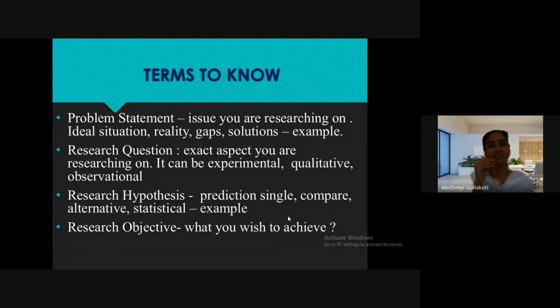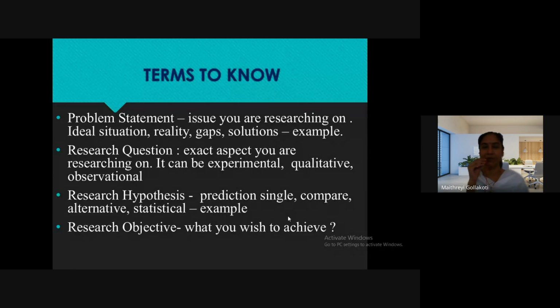For every research, this is the key point. The key point is the problem statement. Problem statement is the particular aspect on which you are working. Okay. So problem statement is the issue on which you're working, the ideal situation, reality, gaps, solutions.